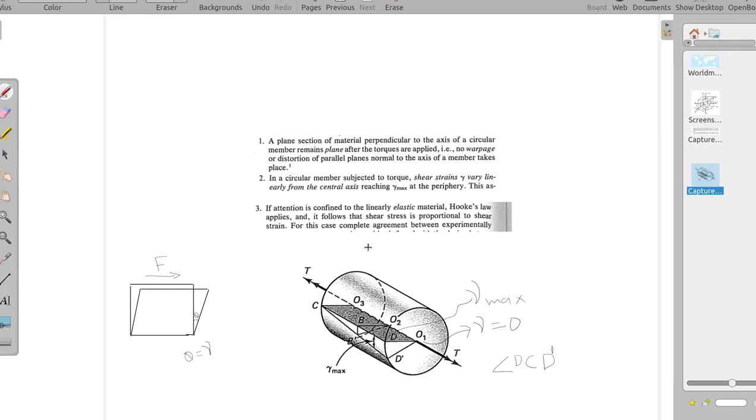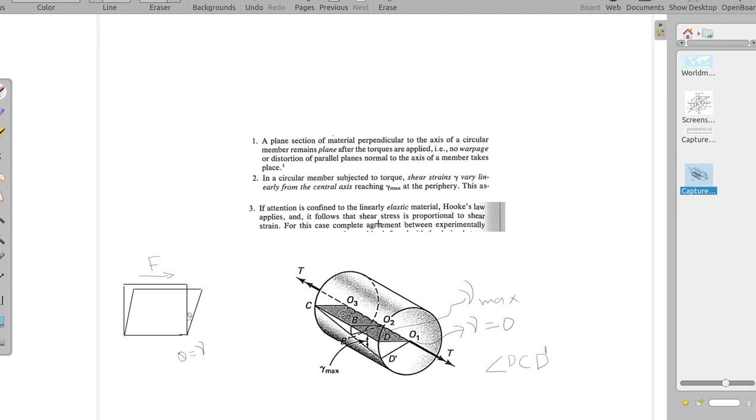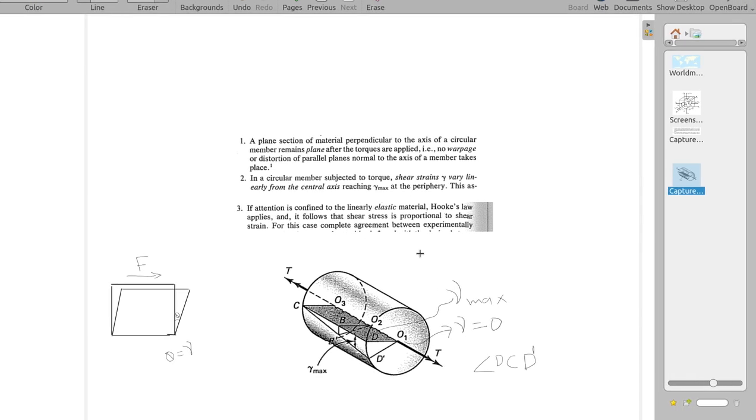So the third assumption is that we are talking about linearly elastic material. That's simple and straightforward. We are assuming that Hooke's law applies and we are not going to talk about non-linear materials. So what does that mean? It means that shear stress is proportional to the shear strain.